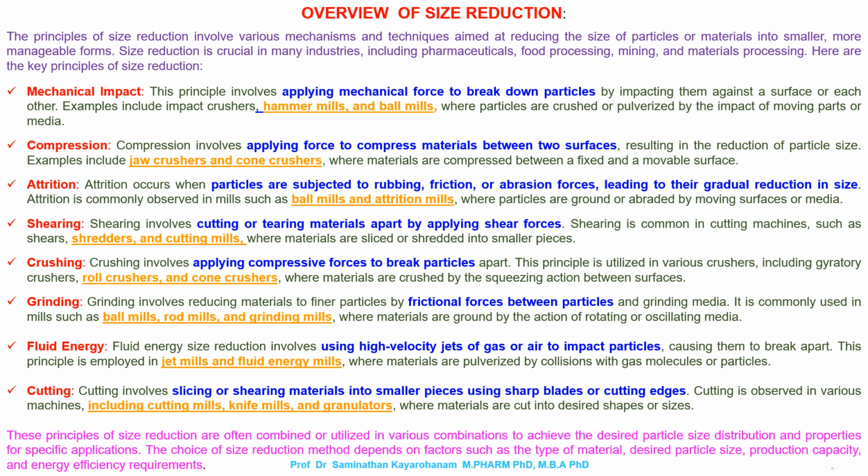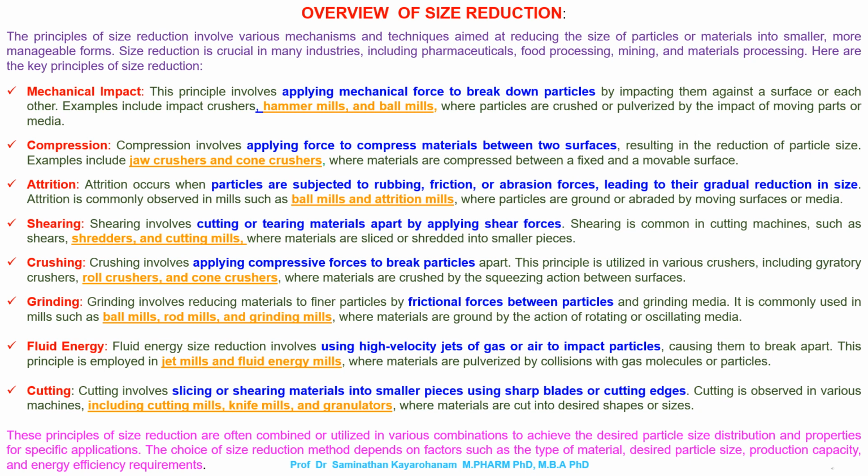Attrition. Attrition occurs when particles are subjected to rubbing, friction, or abrasion forces, leading to their gradual reduction in size. Attrition is commonly observed in mills such as ball mills and attrition mills, where particles are ground or abraded by moving surfaces or media. Shearing. Shearing involves cutting or tearing materials apart by applying shear forces. Shearing is common in cutting machines, such as shears, shredders, and cutting mills, where materials are sliced or shredded into smaller pieces.